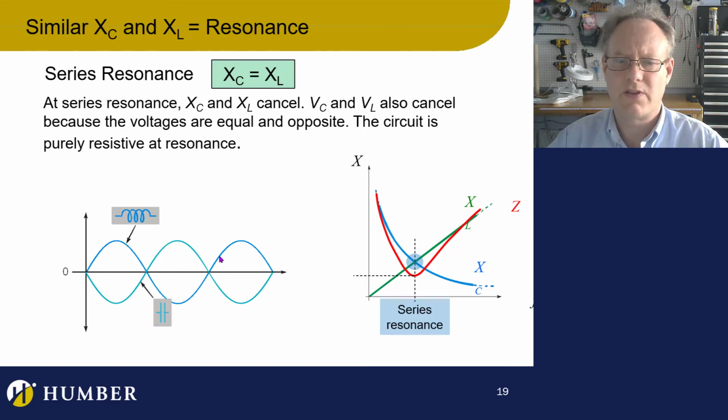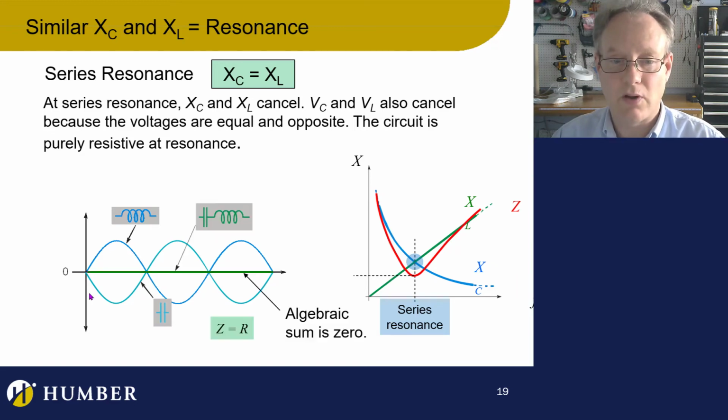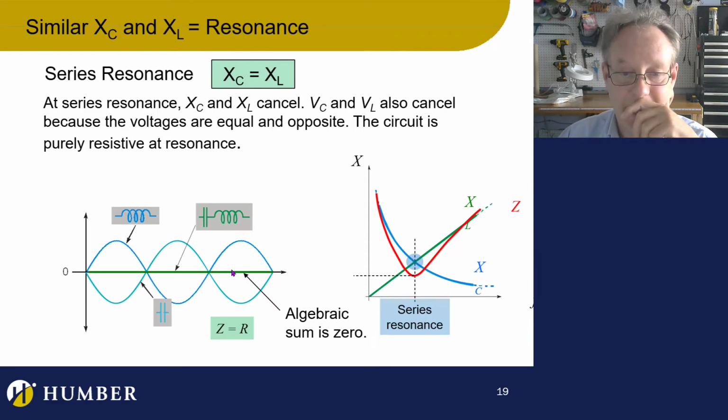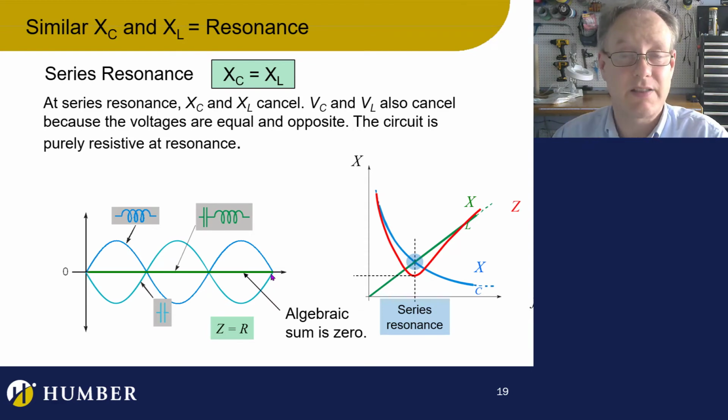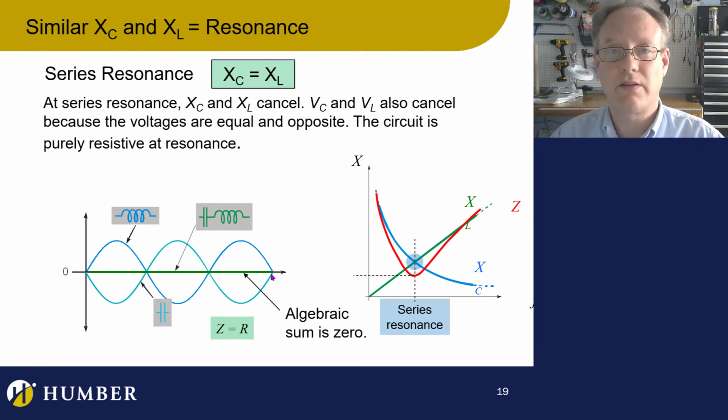Watch this. The two of them together look like this. They completely cancel each other out. The voltage drop across the inductor and the voltage drop across the capacitor are exactly the same values, but opposite in phase. They're 180 degrees out of phase. So they actually cancel each other out.